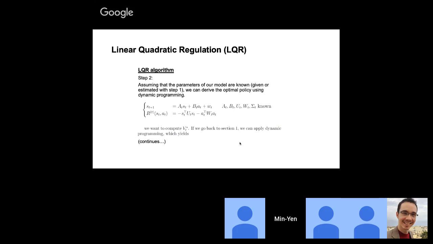Okay, for the second step. Assuming that the parameters of our model are known, so either given or estimated with step one, then we can derive the optimal policy using dynamic programming. The parameters we mentioned here are A_t, B_t, U_t, W_t, and sigma. Among all, U_t and W_t we know beforehand, and A_t, B_t, and sigma_t we derived from the last step. So we want to compute the optimal value function. If we go back to section one, the MDPs I just mentioned, we can apply dynamic programming.